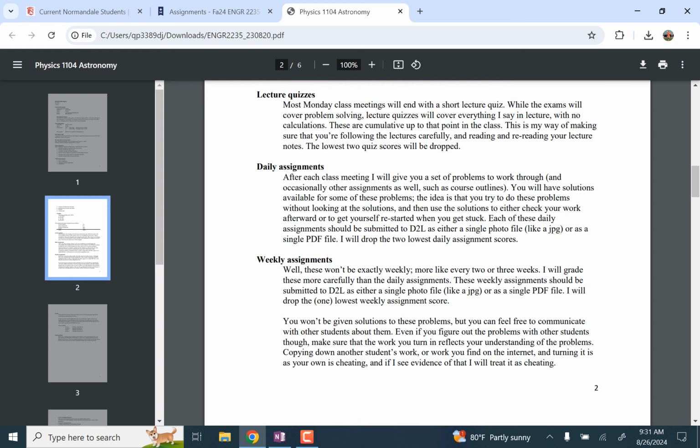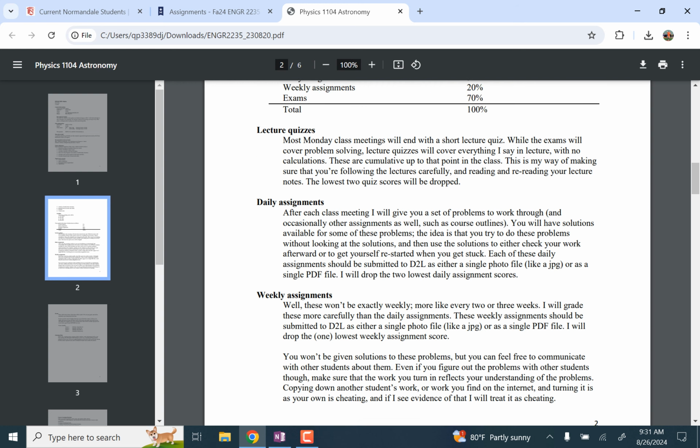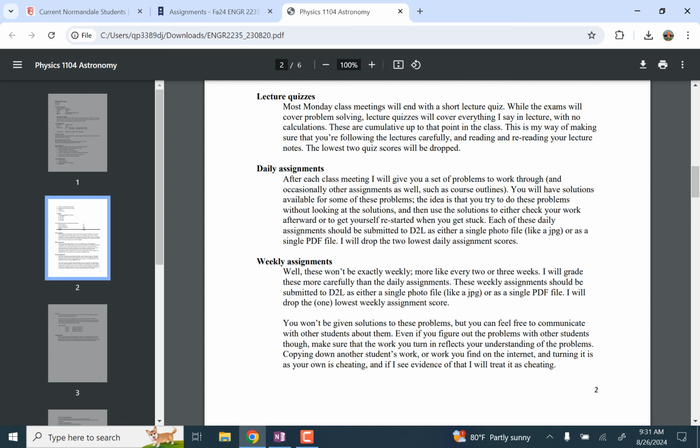And then the next 20% of your grade is these weekly assignments. I'll drop the 1 lowest weekly assignment score. These are basically collections of daily assignment problems. I'll give you a full week to work on them so you can fit them into your schedule wherever it works best for you. There are no solutions available, unlike the daily problems. So this is really testing your ability to do these problems.